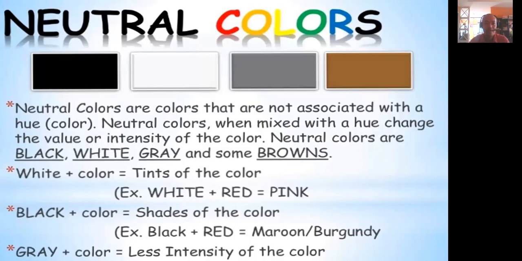Then we have these neutral colors. So we have the black, the white, gray, and the brown colors. We call them neutral colors because they are not associated with a hue. So neutral colors, when mixed with a hue, they change the value or the intensity of the color. The neutral colors are, as I have said, black, white, gray, and some browns. Meaning that's not every brown is a neutral color. Okay, so white plus a certain color would represent the tints of the color.